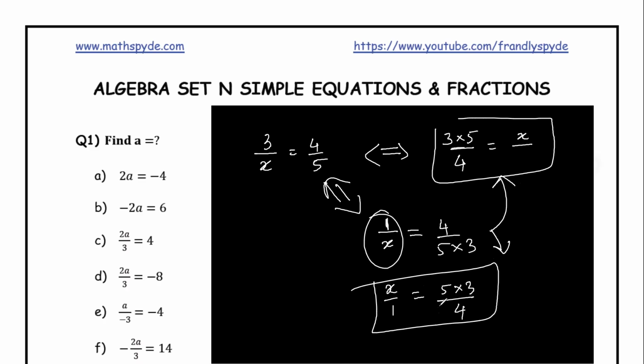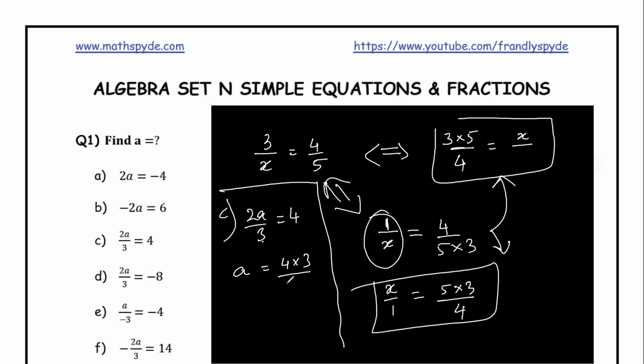Okay. Now let's talk about this question C out here. C is 2a over 3 is equal to 4, right? So one way I showed you is multiply 3 by 2 on both sides, but I'm going to do the shortcut. So a is equal to 3 goes next to 4, and 2 comes down like this. That's it. Job's done. Now, 2 will go into 4 2 times, and 2 into 3 is 6. That's my value for A, for the C.